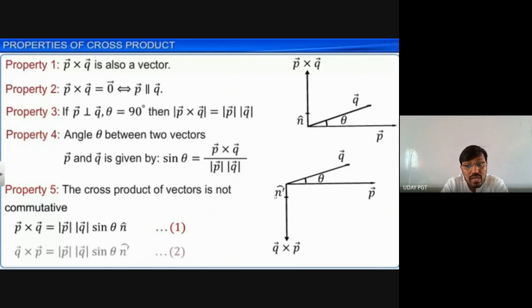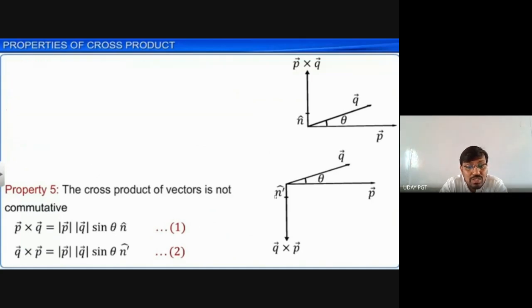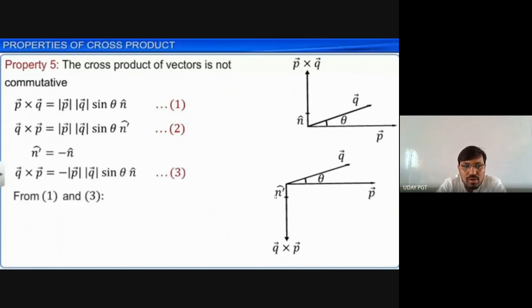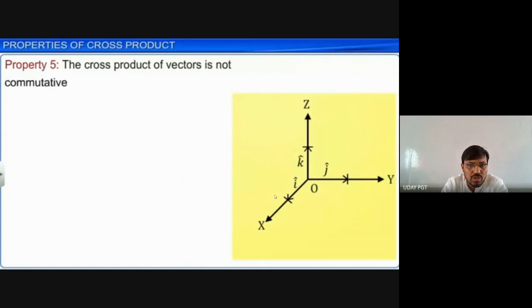And Q cross P is nothing but the same magnitude with the unit vector pointing downwards, so the direction is going to change here. The unit vector perpendicular to both the given vectors changes direction. So n cap in the downwards direction, they are not equal here. So that's why these will not satisfy the commutative property. Cross product is not commutative.